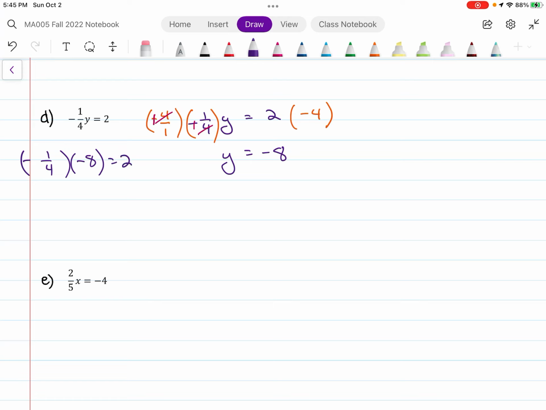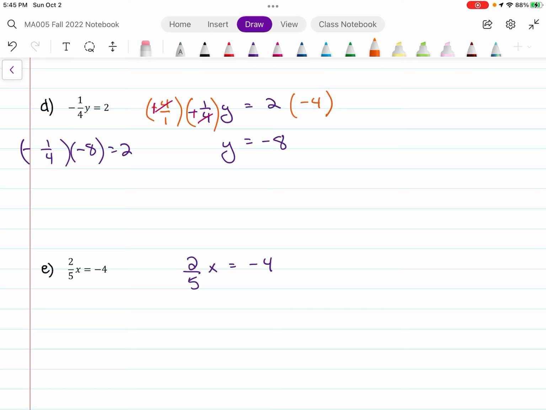All right, last one. 2/5 times x equals -4. So the reciprocal of 2/5 is 5/2. I'm going to do that on both sides. While I'm at it, I'm going to put it over 1. I see that my 5's and my 2's cancel out. I get x equals. All right, so now I'm going to have to reduce this.